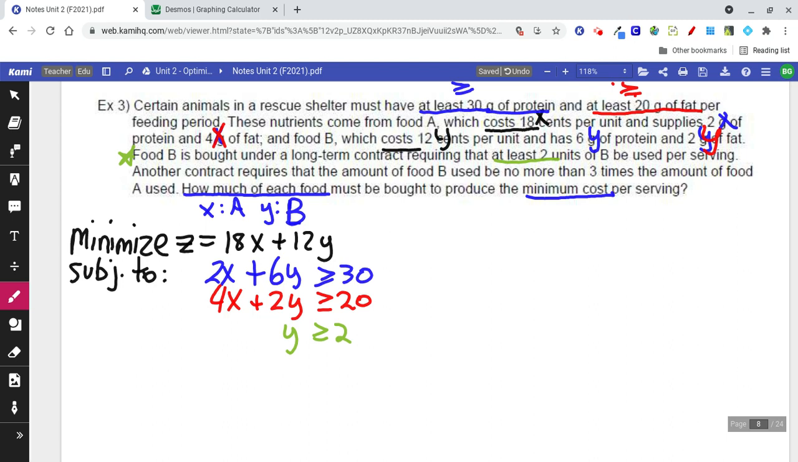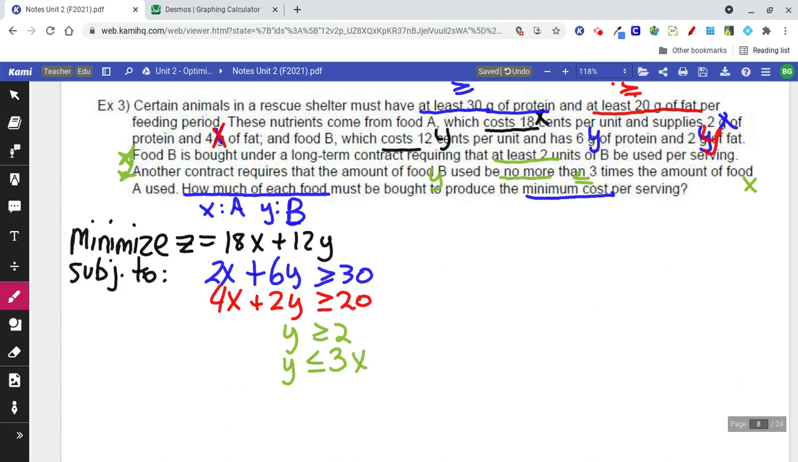Another contract requires the amount of B used to be no more than 3 times the amount of food A. So that's kind of weird. We've got food B, which was Y, is not more than. Think about what not more than is: not more than means less than or equal, 3 times the amount of food A. Food A was X. So all it says is Y is less than or equal to 3X.